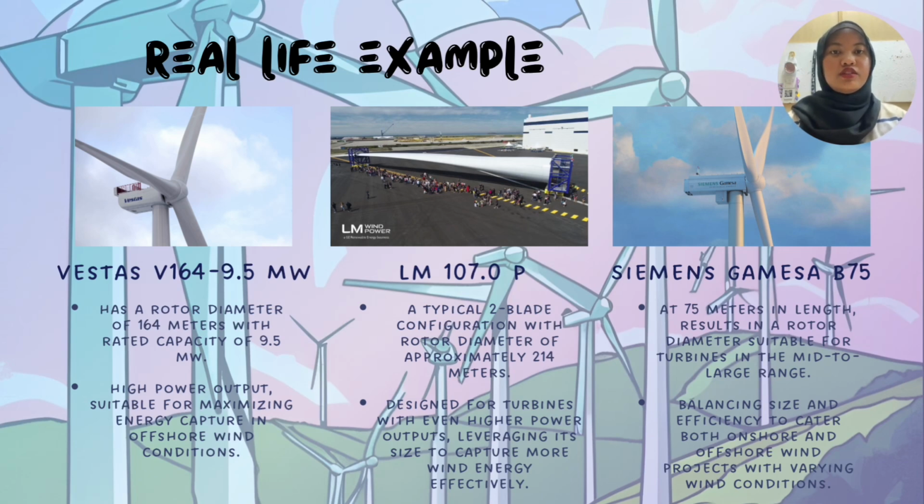This blade is a typical two-blade configuration made by the LM Wind Power company with a rotor diameter of approximately 214 meters. The blade is specifically designed for turbines with even higher power outputs, leveraging its size to capture more wind energy effectively. Last but not least, we have the Siemens Gamesa B75, which is 75 meters in length, resulting in a rotor diameter suitable for turbines in the mid to large range. This makes it balanced between size and efficiency to cater to both onshore and offshore wind projects with varying wind conditions.